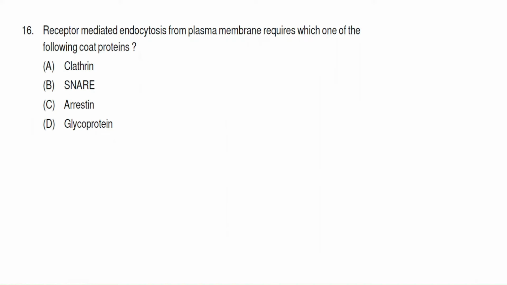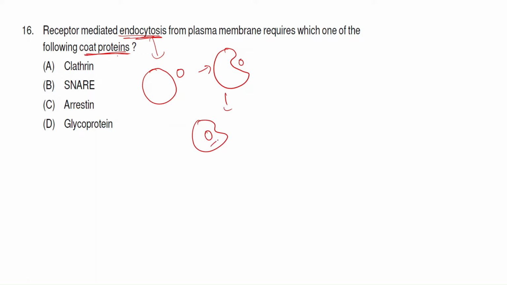Next. Receptor-mediated endocytosis from the plasma membrane requires which of the following coat proteins? Remember the coat protein which is required for endocytosis. Endocytosis is what? Engulfing. The engulfing action of the cell is called endocytosis. For endocytosis, a coat protein is needed, and this coat protein is called clathrin.